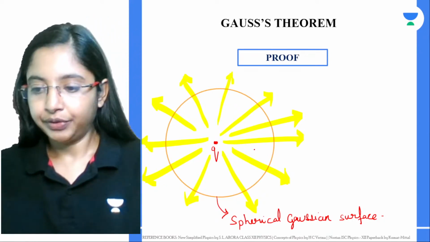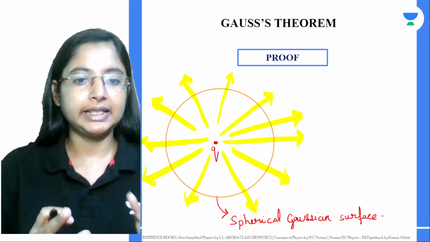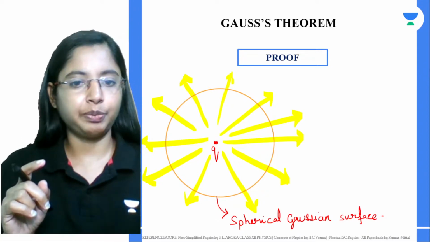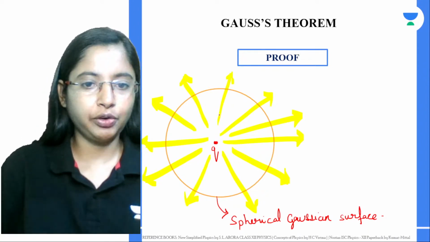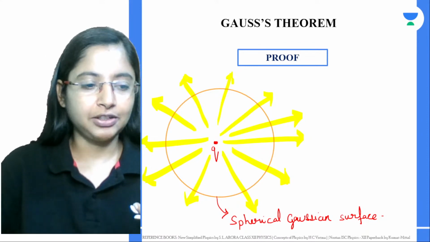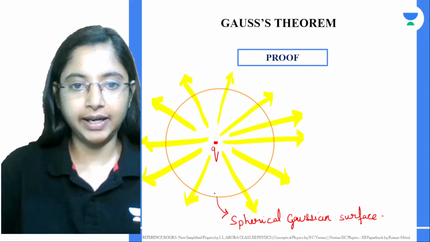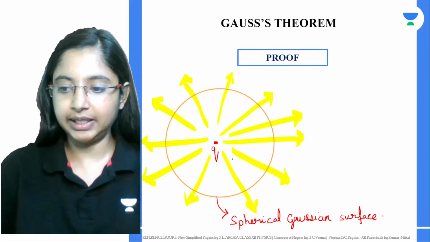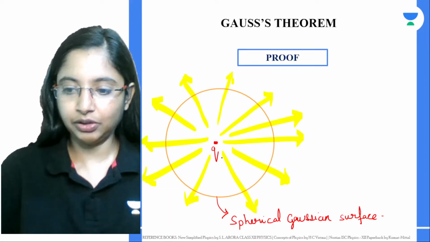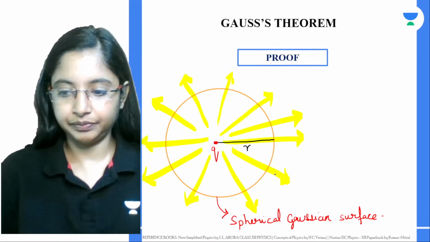Okay, now from here, what we are going to do, for simplicity's sake, we have taken one isolated positive charge, and we are going to keep this charge in the center, and we are going to draw a Gaussian surface such that from the center, if you take the radius of the sphere, this spherical surface has a radius r.